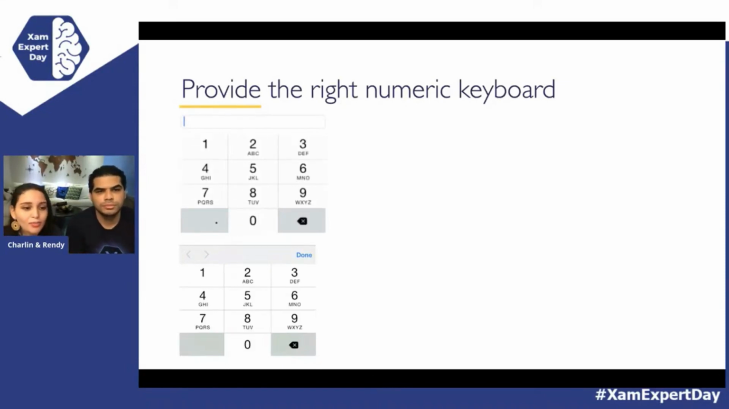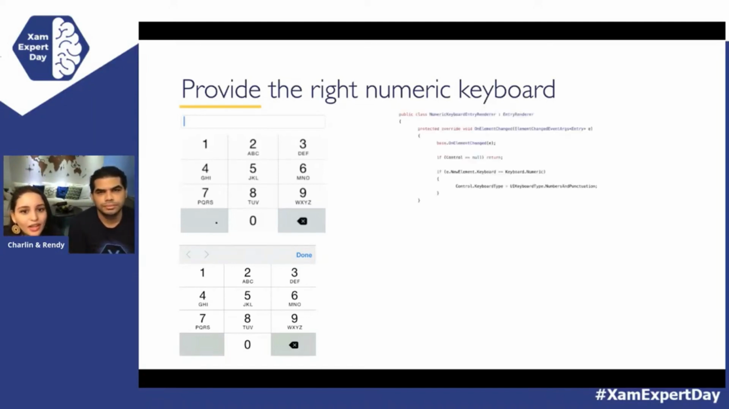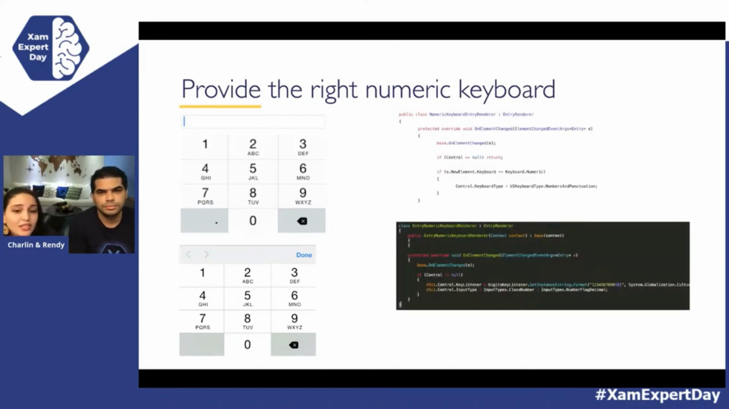There are different options of numeric keyboards, but Xamarin Forms by default, I think, supports the first one. So, for example, if you are expecting a different type of number, decimal, or just integers, it's better if you provide the specific keyboard that you are expecting. And to achieve that it's really easy. You just need to use a renderer or an effect and specify the keyboard type. Steven has an article about it, so you just need to go to that article and copy the code.